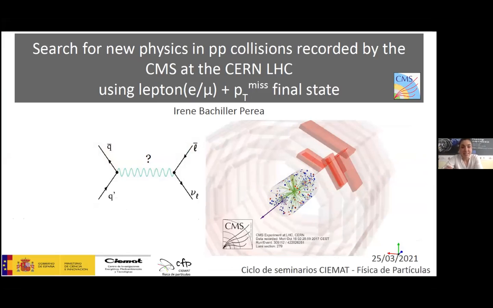I will present a search for new physics in proton-proton collisions recorded by the CMS experiment at the CERN LHC. And we use in particular the lepton, either an electron or a muon, and the missing PT final state. And we search for where it's coming from.